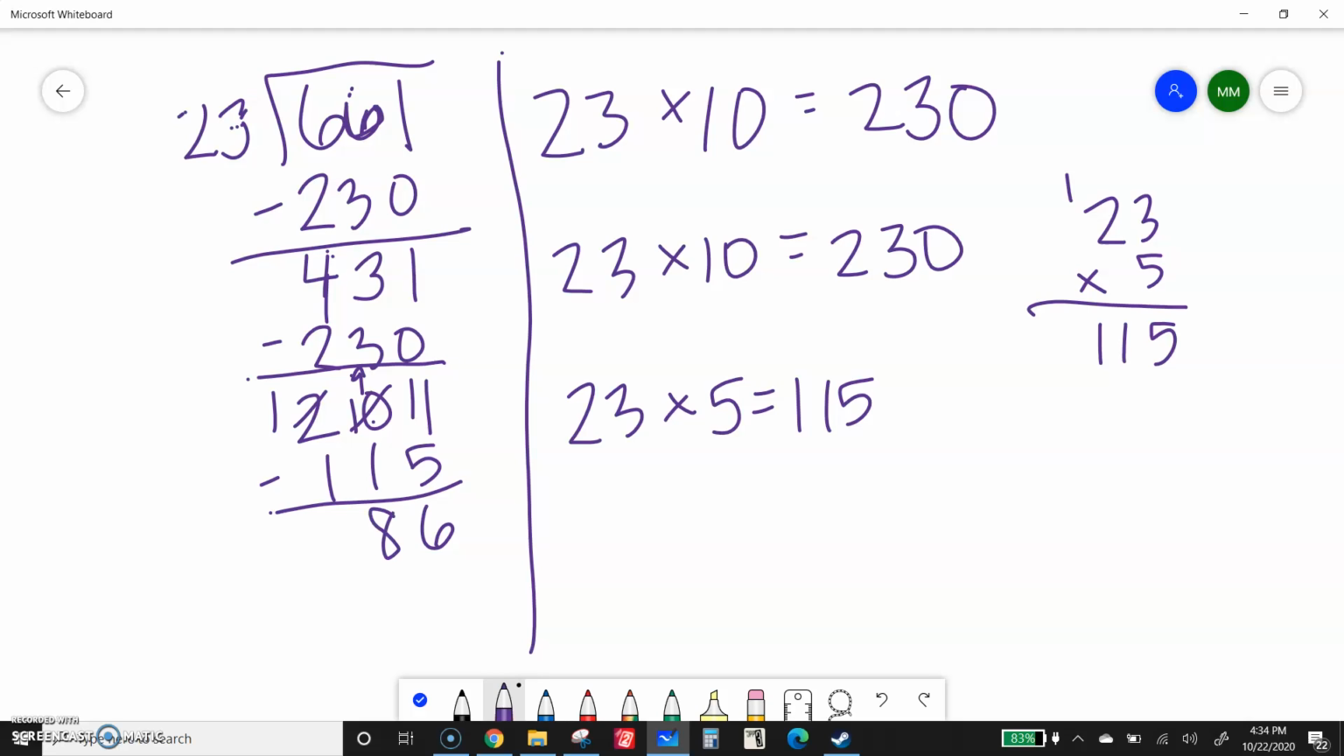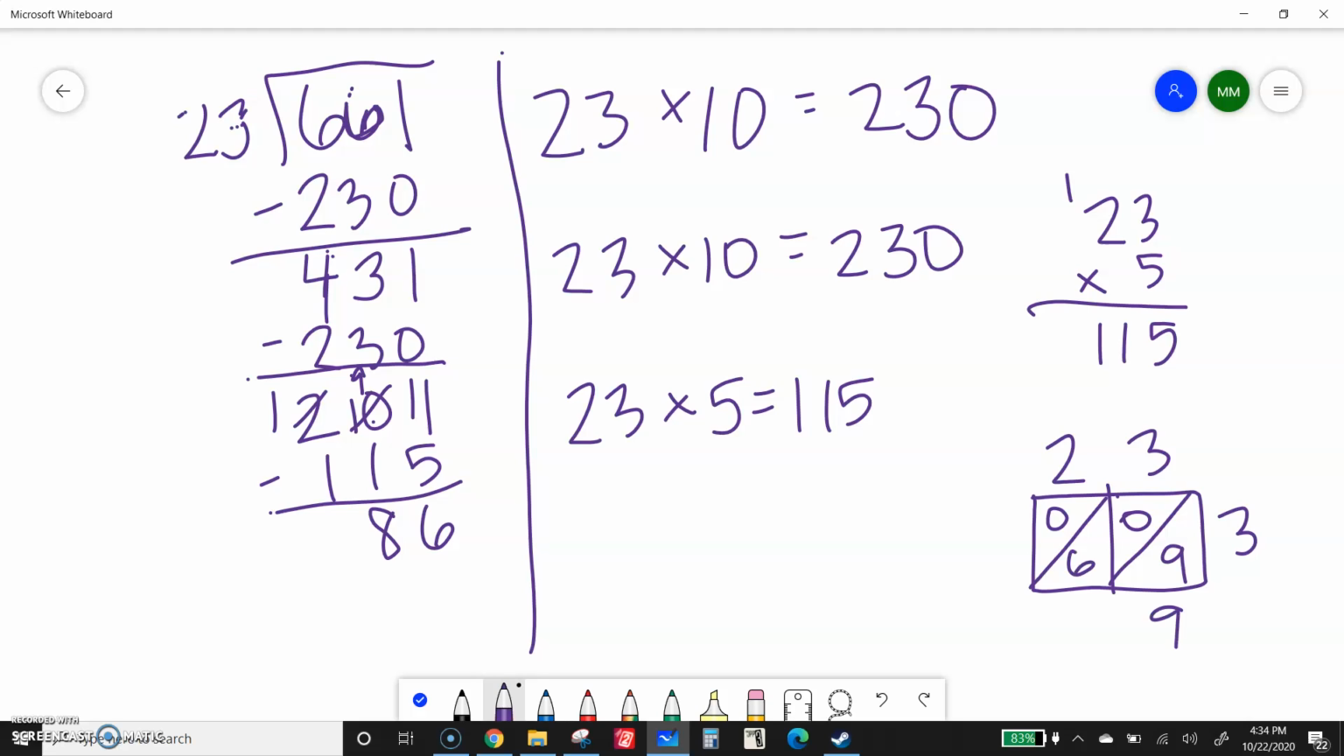Okay, 86. Well, 5 was too many, so let's try 23 times, let's do 3. 3 times 3 is 9. 2 times 3 is 6. So then I have 69. That works. 23 times 3. Don't necessarily have to worry about if I can get closer. As long as it's less than, it works.